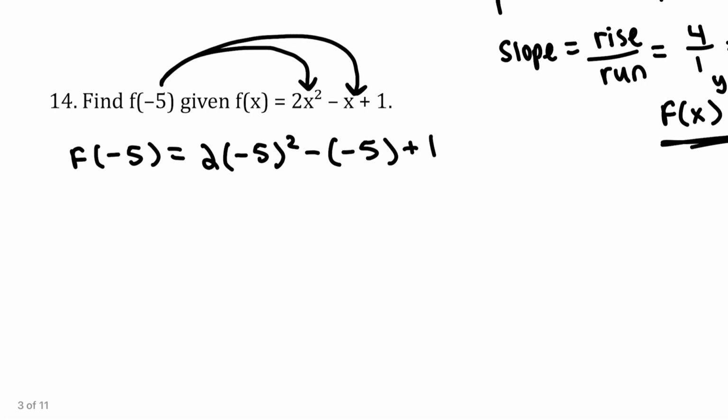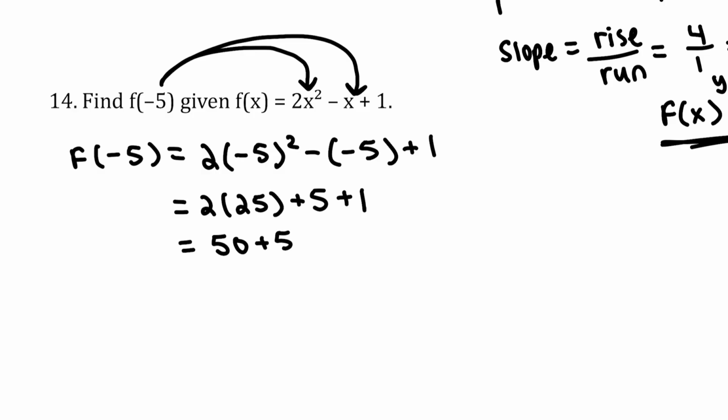So let's bring it down. Negative 5 squared is negative 5 times negative 5, which is 25. So we're going to have 2 times 25 minus a negative 5. That turns into a plus 5. And then we have this little plus 1. So 2 times 25 is 50 plus 5 plus 1. So 50 plus 5 plus 1, that is 56. So f of negative 5 is equal to a positive 56.